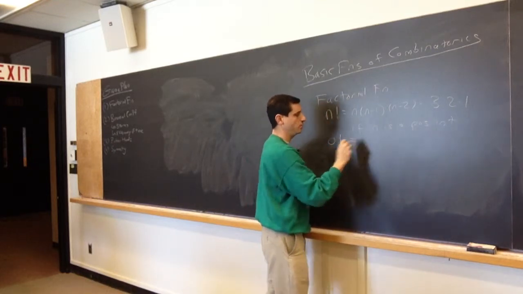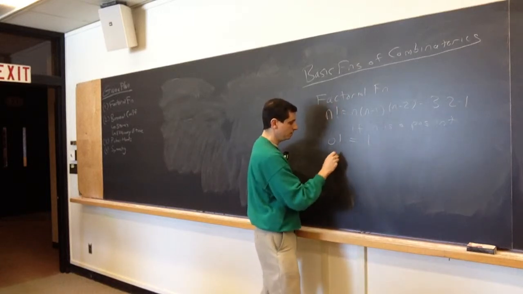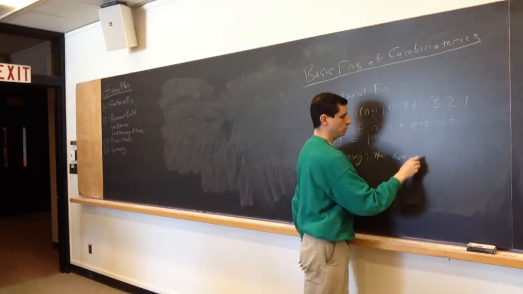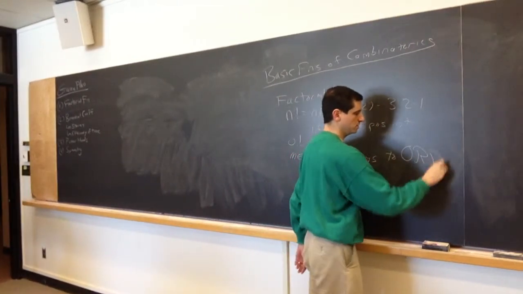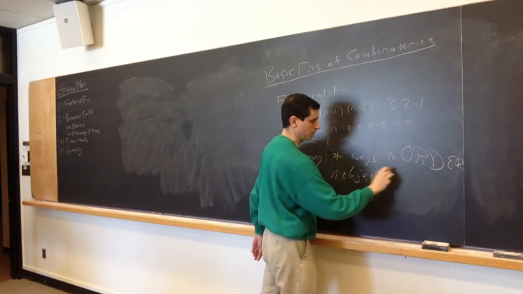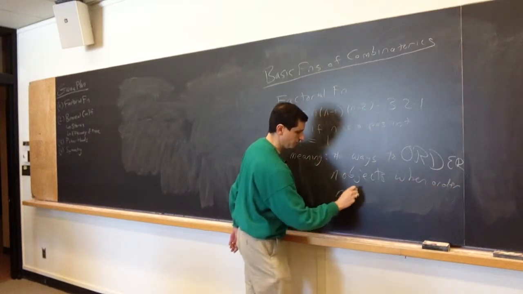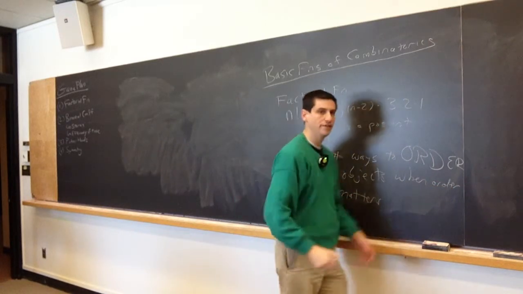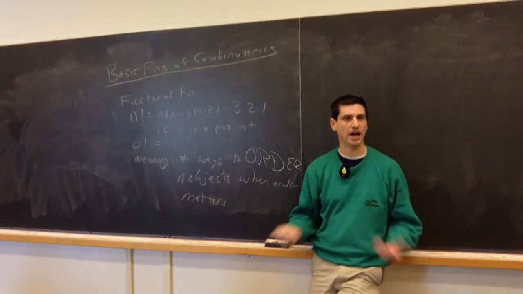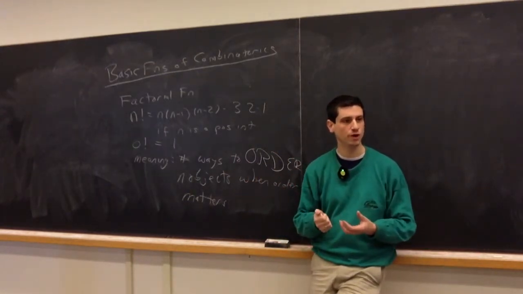0 factorial, does anybody know what 0 factorial is? 1. And the meaning is the number of ways to order n objects when order matters. So imagine you have n people and you want to look at how many ways can I put them in a line. I have n choices for the first person, n minus 1 for the second, all the way down to 1 for the last.